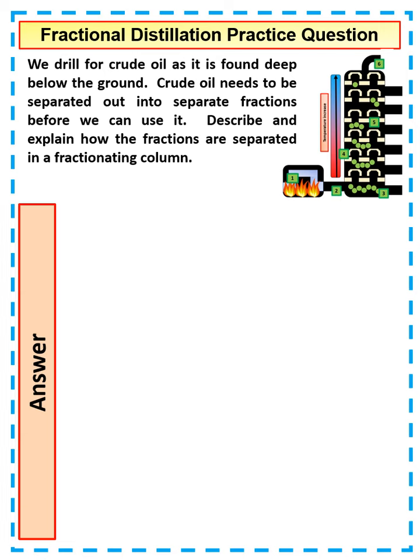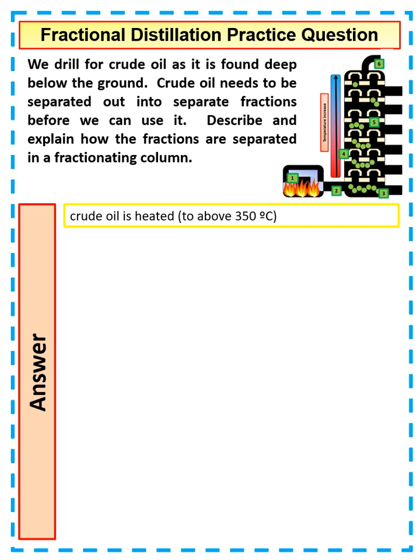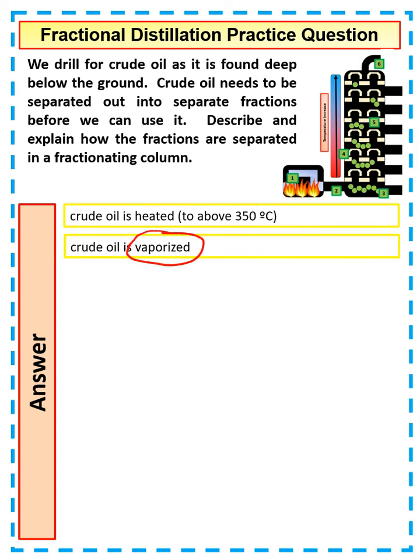So if you're describing something, I'd say you can probably do it in about 6 steps, right? And explain how the different fractions are separated using a fractionating column. So the first thing that you need to talk about is the fact that the crude oil is heated to above 350 degrees. That turns the crude oil into a vapor, right? So it's going from a liquid to a gas.